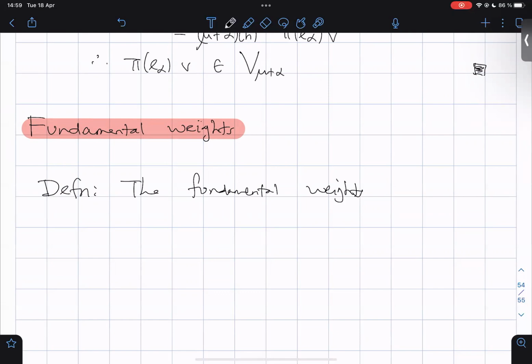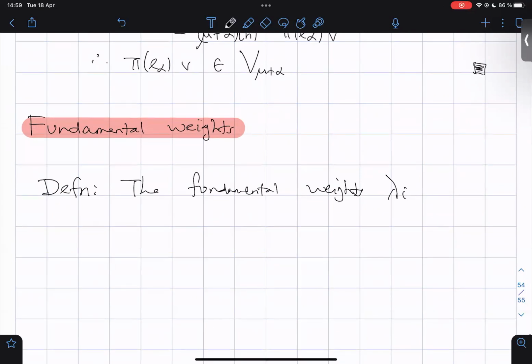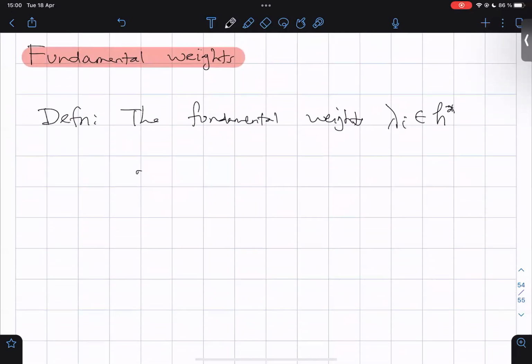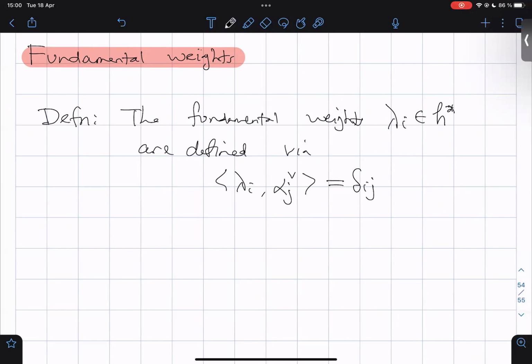So the fundamental weights, I'll denote them by these lambdas. So lambda i, these are defined via the Killing form, or the pairing induced by the Killing form. So I want to take alpha j, but actually it's the co-root. You'll see why this co-root introduction here is convenient later on. So we have a Kronecker delta.